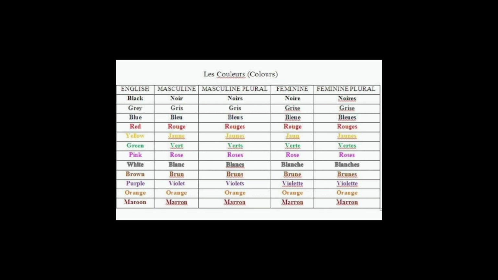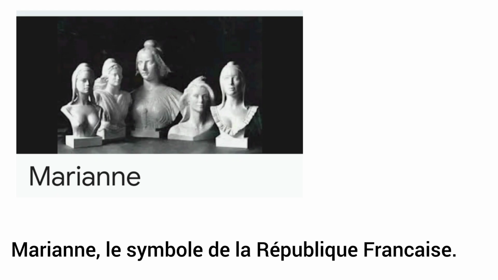Now, the words orange and maroon are slightly different from the above ones because here the spelling of orange and maroon remains the same throughout all the genders, not being added s and not being specially added e to its feminine form. And hence, the word orange is called orange in French, and the word maroon is called marron in French. So now, let's start with some general things of France.